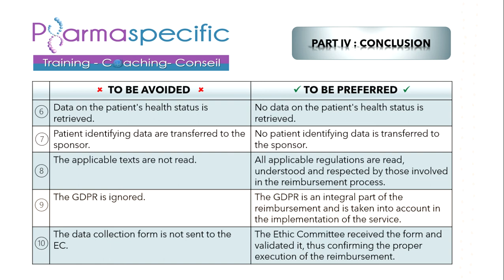The eighth error is if the applicable texts are not read. All applicable regulations are read, understood, and respected by those involved in the reimbursement process, and it's an obligation that should be taken into account when you organize your reimbursement service. The ninth error is if the GDPR is ignored. Yet the GDPR is an integral part of the reimbursement and it's taken into account in the implementation of the service. And then the last error, if the data collection form is not sent to the EC.